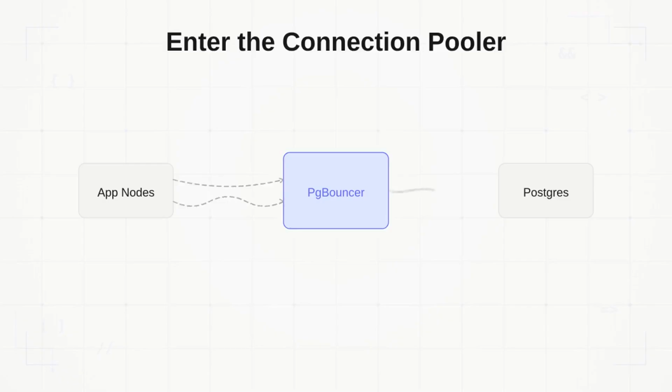Your application might think it has 1,000 connections, but the database only sees 20. This effectively decouples your logical connections from the physical processes on the server. By keeping the physical connection count low and stable, you eliminate the overhead of forking and the misery of context switching, allowing Postgres to operate at its peak efficiency.